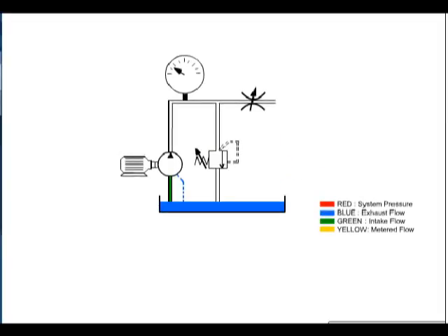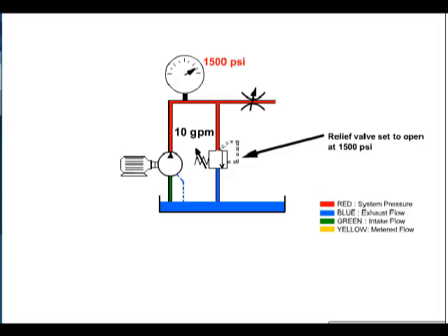This circuit uses a fixed volume pump. To reduce flow to the actuator, we must bypass a portion of the fluid over the relief valve. As we close the needle valve, pressure increases upstream. As we approach 1500 psi, the relief valve begins to open, bypassing a portion of fluid to the reservoir.